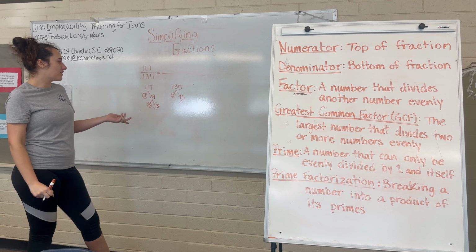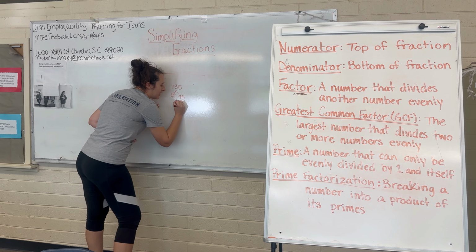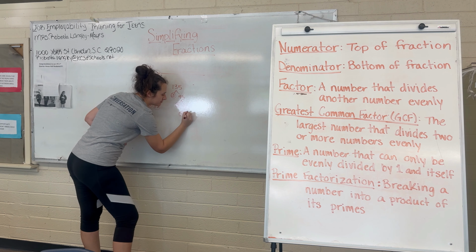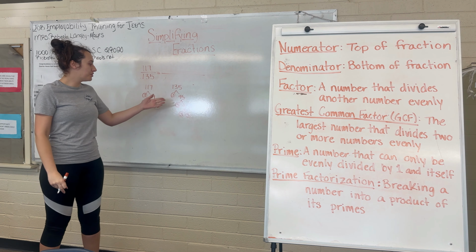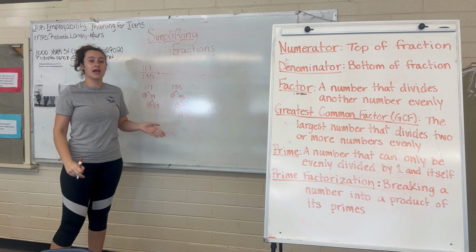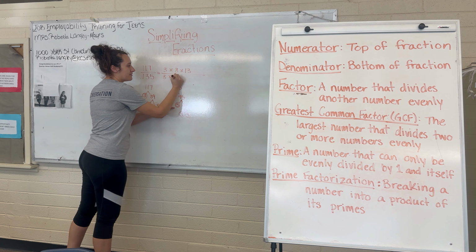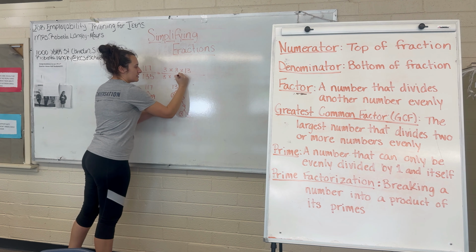All right, 45. We know that is 5 times 9. And 9 is 3 times 3. If you wanted to, you could have kept going with the 3's. Again, the order of your prime factorization does not matter. I can say that 117 is the same as 3 times 3 times 13. And I can say that 135 is 3 times 5 times 3 times 3.